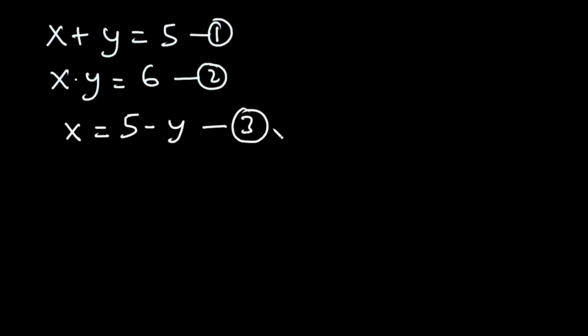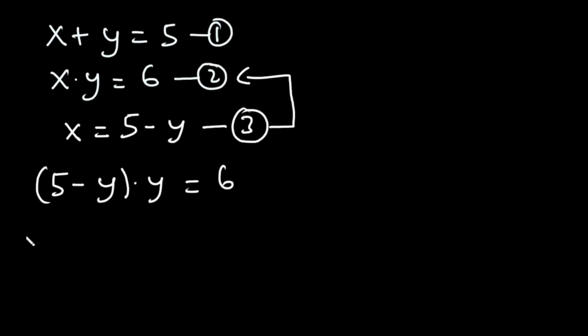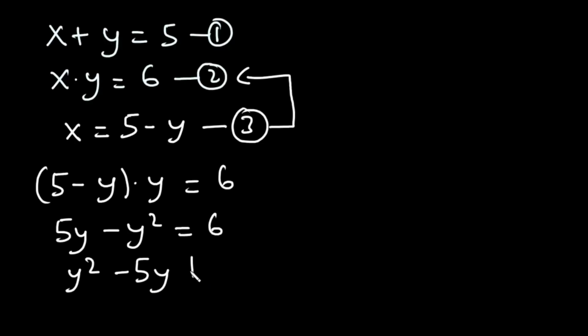Next, let's substitute equation 3 into equation 2. So we are going to have (5 minus y) in brackets times y is equal to 6. Now 5 times y is 5y, and then negative y times y is negative y squared. Now let's transpose everything to the right hand side. So it's going to be y squared minus 5y plus 6 is equal to 0.